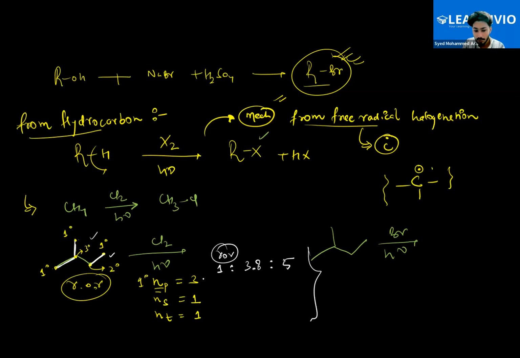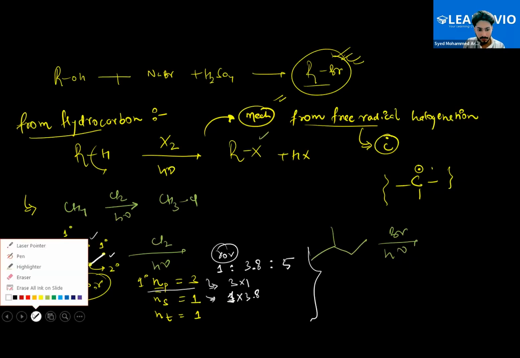What you need to do here is multiply. How many primary hydrogens are there? 3. So 3 multiplied by 1. And how many secondary hydrogens are there? 1. So you need to multiply 1 by 3.8. Again here, the third thing will be 1 multiplied by 5.